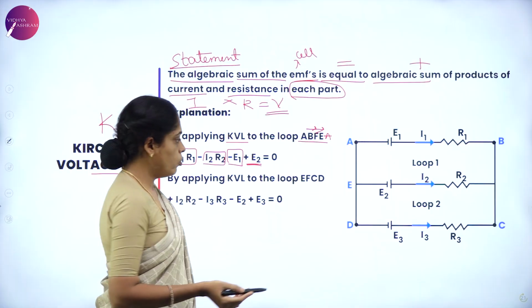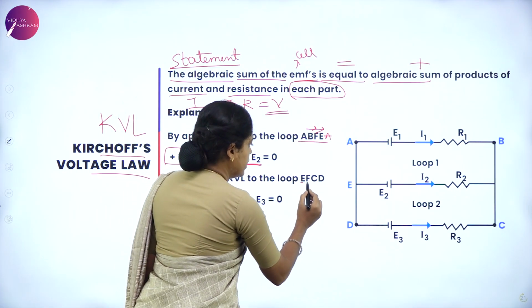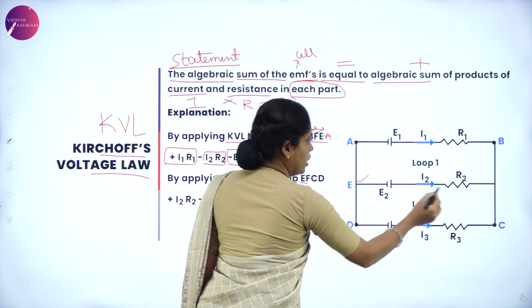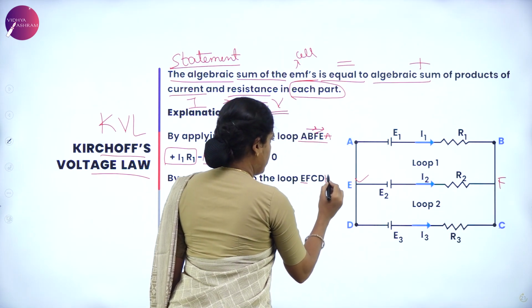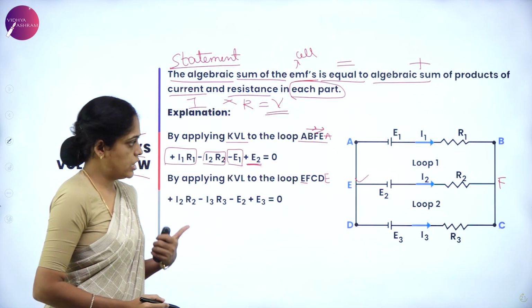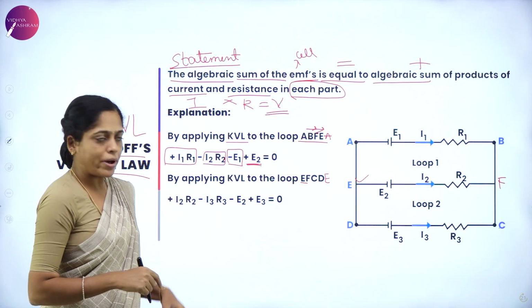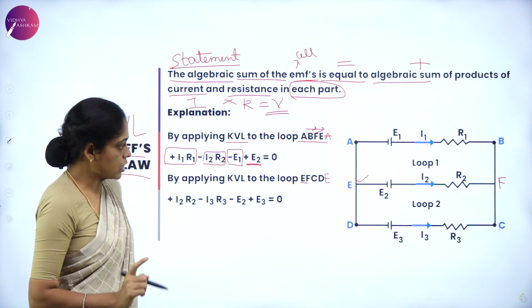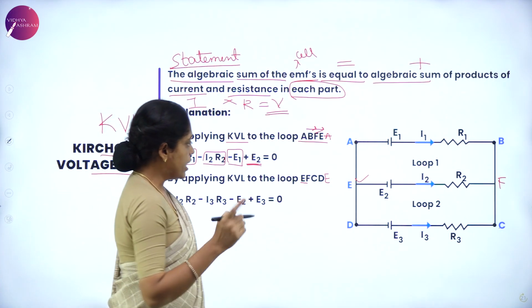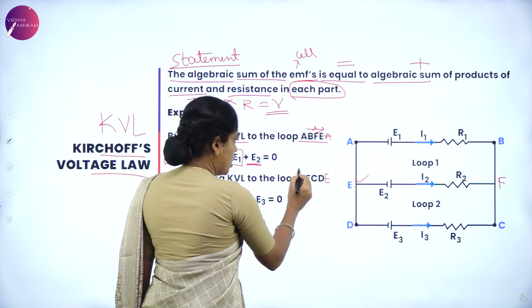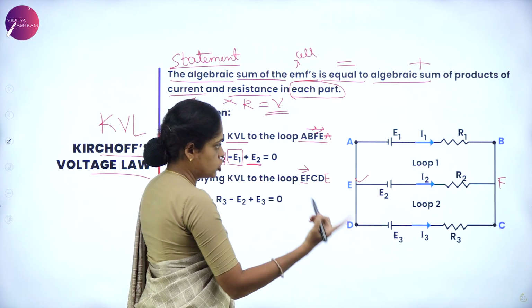The second loop, let us consider E, F, C, D, E, which is the closed path of the current in the circuit. For this loop, let us apply the KVL. I start from E, then I reach F.